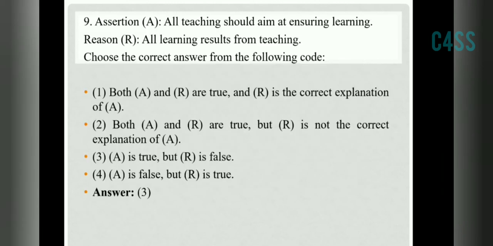And in the ninth question, they are given an assertion and a reason. We need to choose the correct answer from the following code. The assertion is, all teaching should aim at ensuring learning. Reason, all learning results from teaching. And the answer is, A is true but R is false. That means all teaching should aim at ensuring learning, but all learning may not result from teaching, because we know that learning also occurs from experiences and other means also.